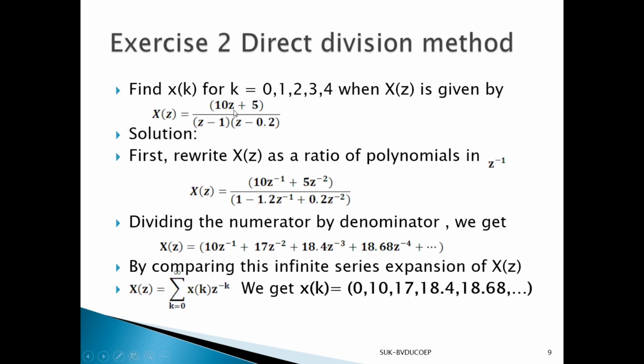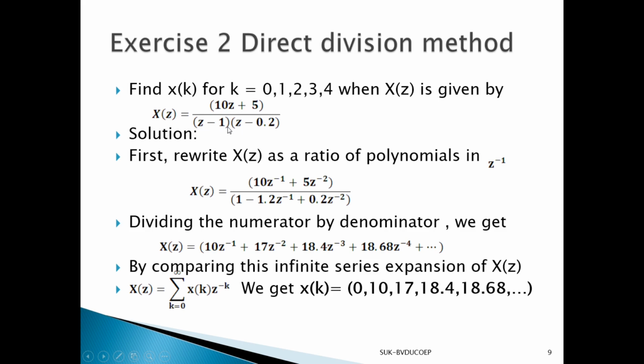Similarly here, this is F(z) = (10z + 5) / ((z - 1)(z - 0.2)). Rewriting it as a ratio of polynomials in z raised to minus 1: z squared is the higher order term, so I am dividing by z squared. The numerator becomes 10z^-1 plus 5z^-2, since dividing by z squared means z raised to minus 2.